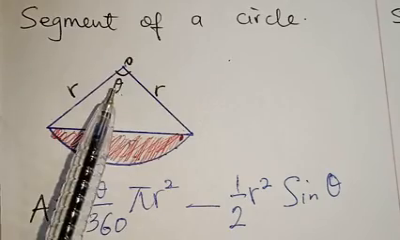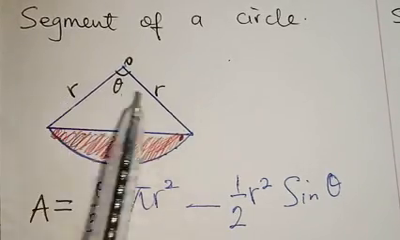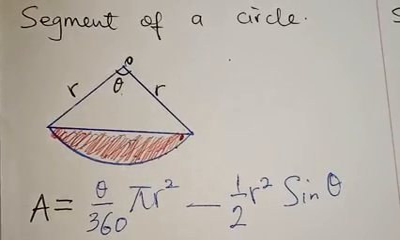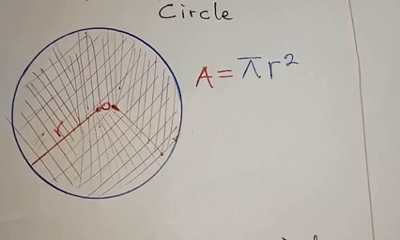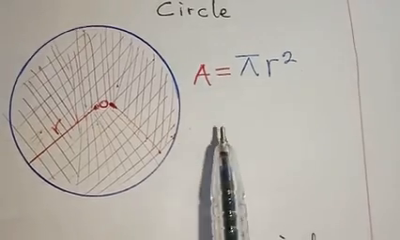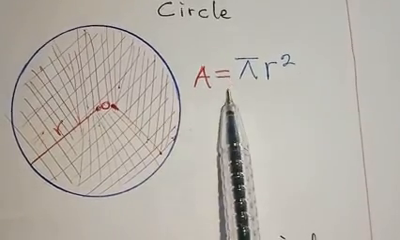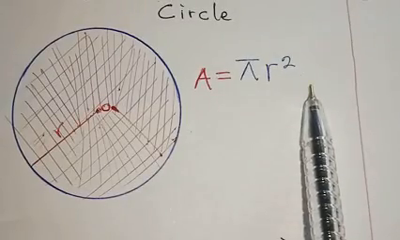If we're not given the included angle and we're given all three sides, you go back to the previous video and check the formula to use. So, in summary, if you want to find the area of a circle, you use area equals pi r squared.